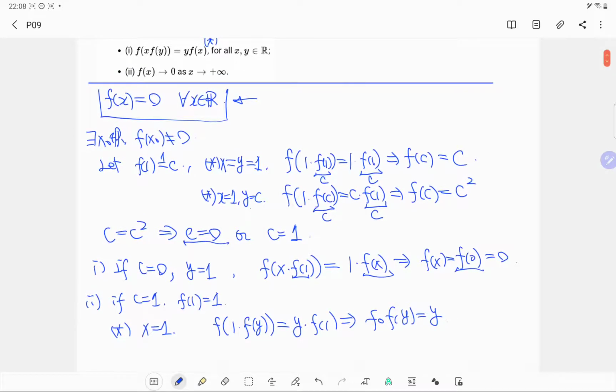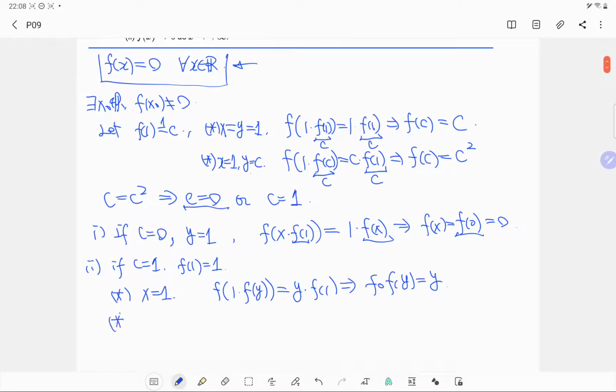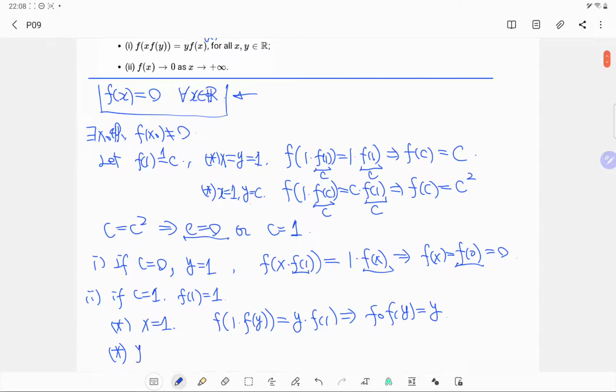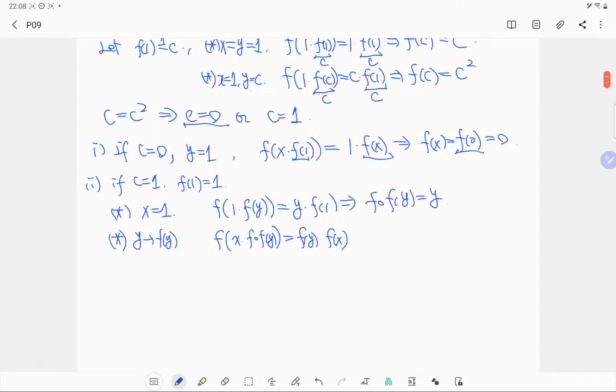Okay, so next, in the original equation, we can substitute y to be f(y). In this case, we will have f(x times f(f(y))) equals f(y) times f(x). Since f(f(y)) is y, we will have f(xy) equals, we just swap this, f(x) times f(y).